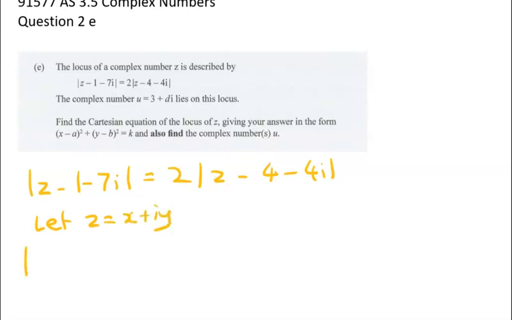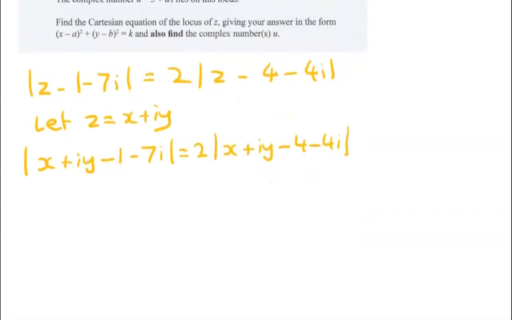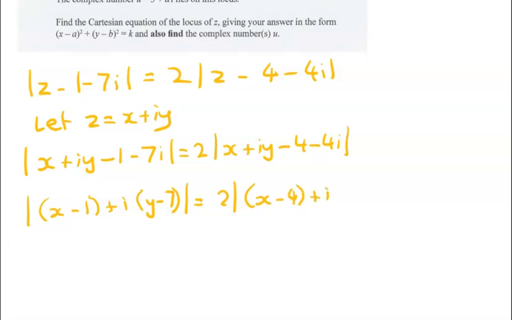And now we're going to substitute in. Next we're going to group our real and imaginary parts. So we're going to have in brackets x minus 1 plus i times y minus 7 is equal to 2 times the modulus of x minus 4 plus i times y minus 4.